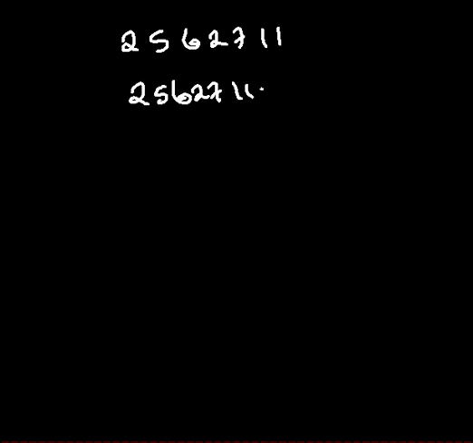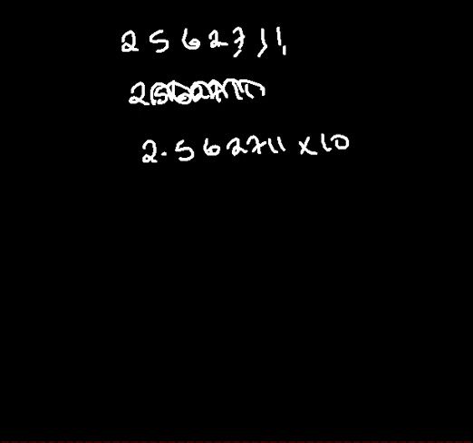What if we have 2562711? How should you have this in scientific notation? The principle remains the same. We have 2562711 point. Now the decimal point has to be displaced some steps until it reaches there. We'll have it as 2.562711 times 10 to the power, we have 1, 2, 3, 4, 5, 6. So have 6 there.